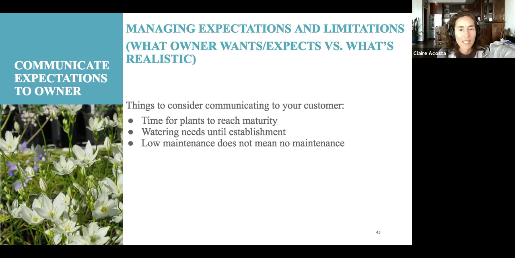So some things to consider communicating would be the time for plants to reach maturity, especially with some of those photos we saw earlier. It looked really sparse in the beginning. So be clear with a client that if you were planting a garden like that, it looks very brown and mulchy to start with, because it usually takes them about 3 years to get to their full size, but they will fill in this space.